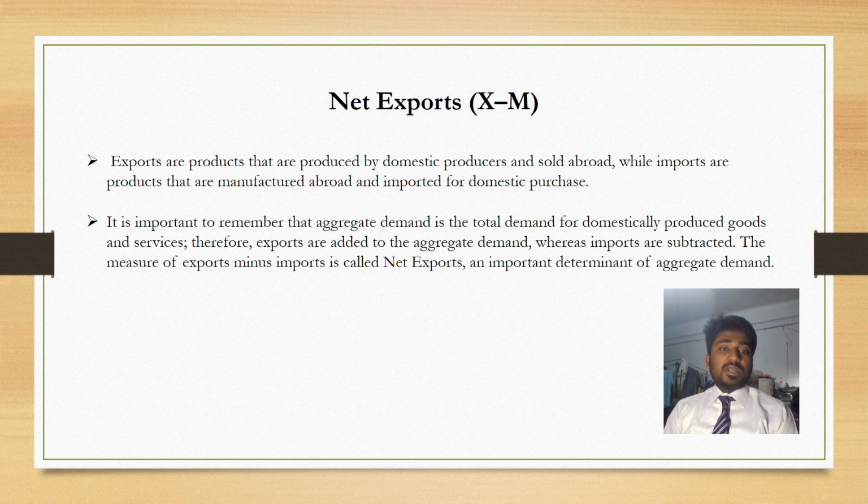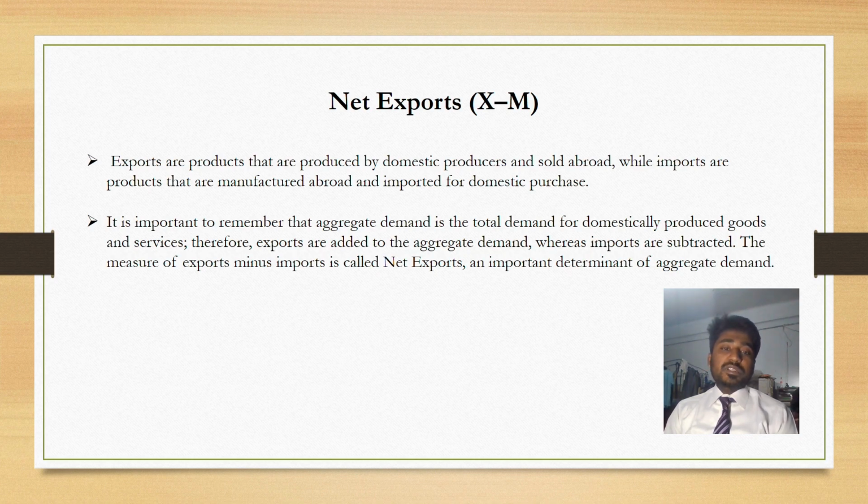Net export. Exports are the products that are produced by domestic producers and sold abroad, while imports are products that are manufactured abroad and imported for domestic purchase. Net export is used to describe the difference between export and import.